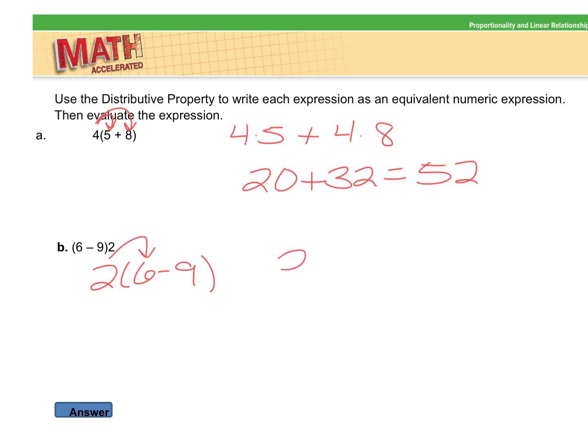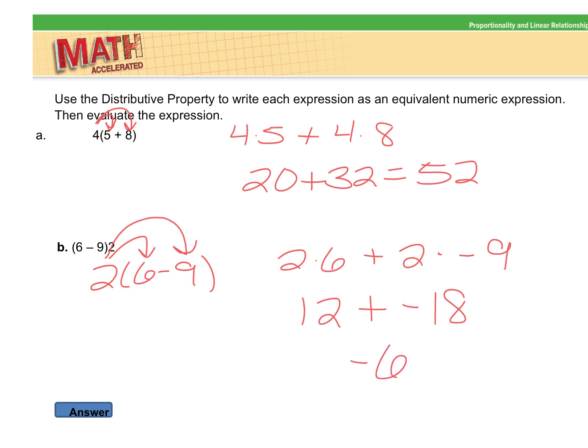2 times 6. And then we do 2 times 9. What do we have to be careful with, though? The minus. Right. That minus in there also stands for a negative. That's negative 9. Yes. So 2 times 6 is 12. And then we have 2 times negative 9, which is negative 18. So we get negative 6. Okay, so be careful with those negative signs. Don't rush through those. Okay?